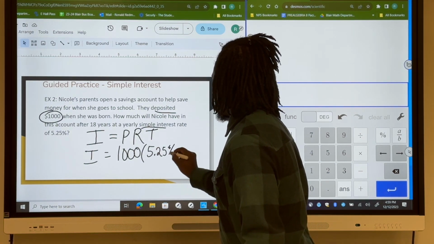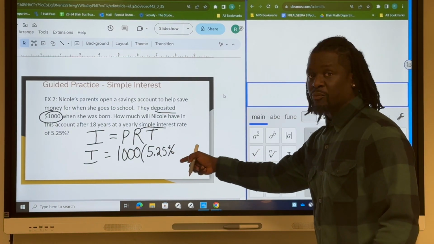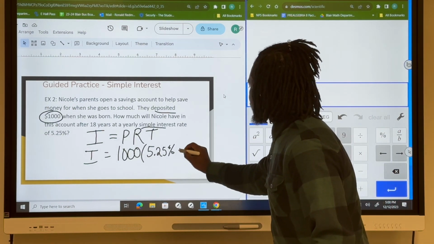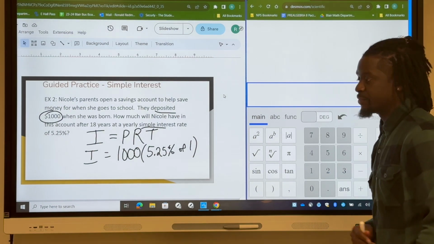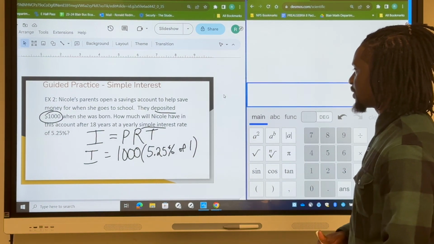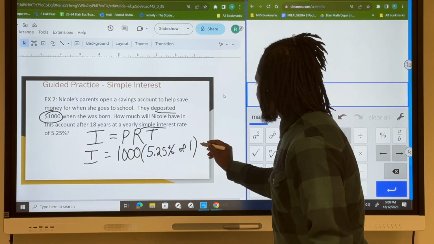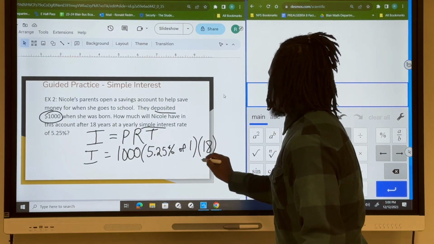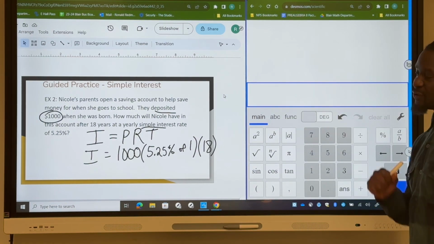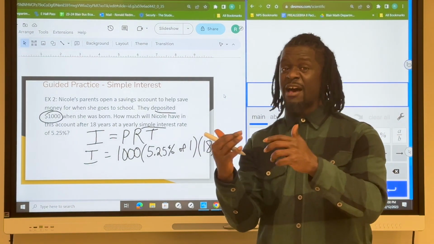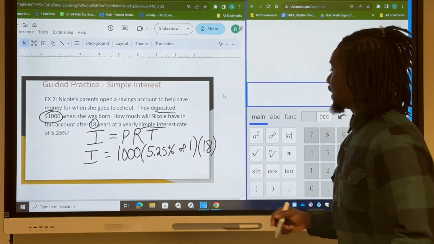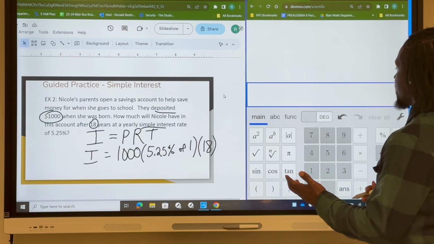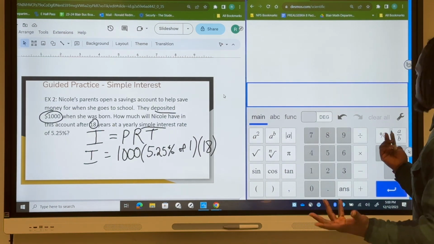The percent is 5.25. And this time, the way I'm going to write it, I know Desmos is going to ask you for percent of, so I'm just going to write percent of 1 so that you can put that straight into the calculator. And then the T is the time, and the time is 18 years. And so then I have my formula. I've plugged all my numbers into my formula, and then that'll give me my answer.